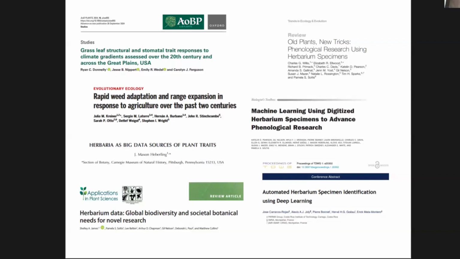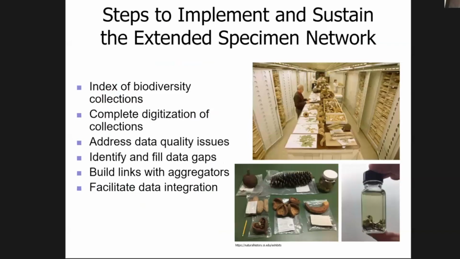We tended to think of these in a very traditional way. They give us information about the systematics and the taxonomy of these organisms. But now there are novel uses of these things, and that's where the real power is coming in and the exciting part of the work that we're doing. So how do we implement and sustain this network? Well, there are a bunch of things that need to be done, and they're pretty basic.